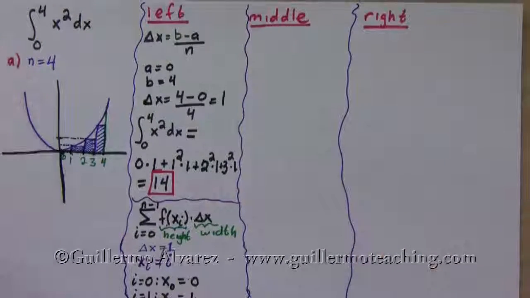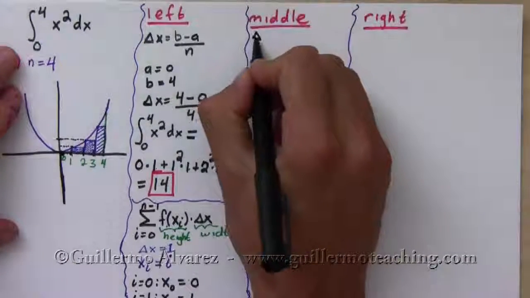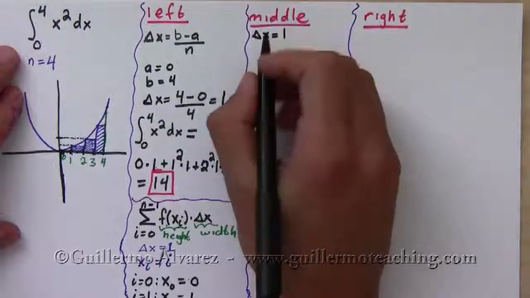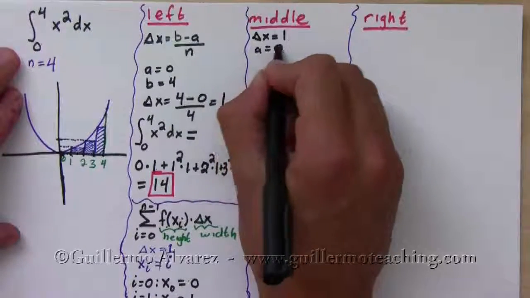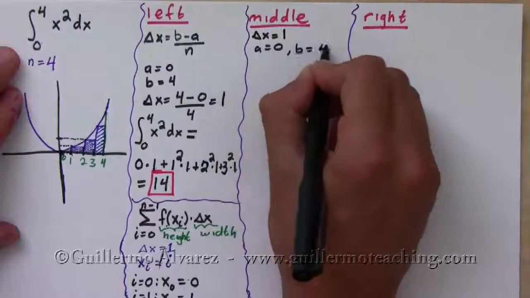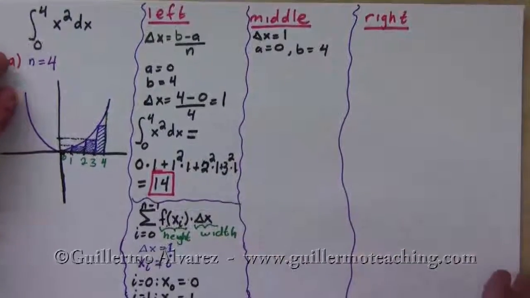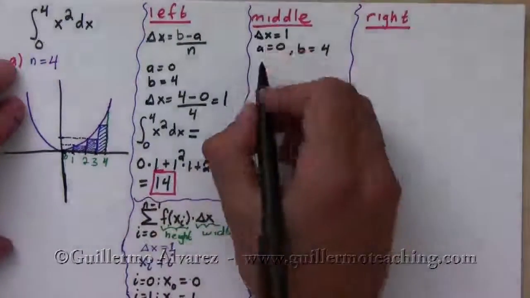So delta x is going to still be the same, 1. A is not going to change. B is not going to change. What does change is where I evaluate.